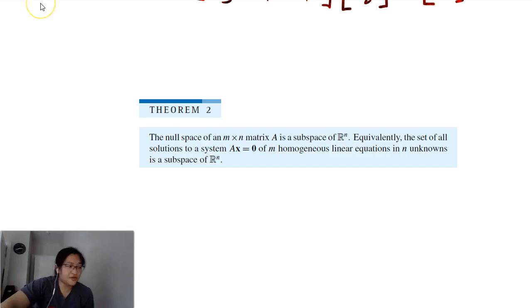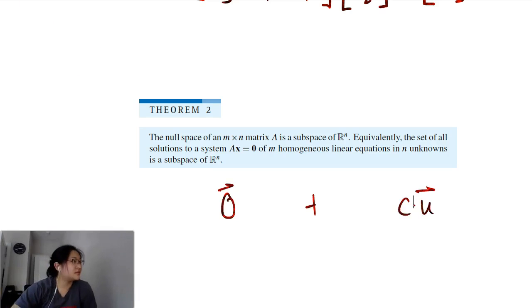In order to verify that this is a subspace, what do we need? We need our zero vector contained, we need closed under addition, and we need closed under scalar multiplication. So try to verify those. Zero vector is definitely in there, right? Because the trivial solution is going to be there, so that's okay.